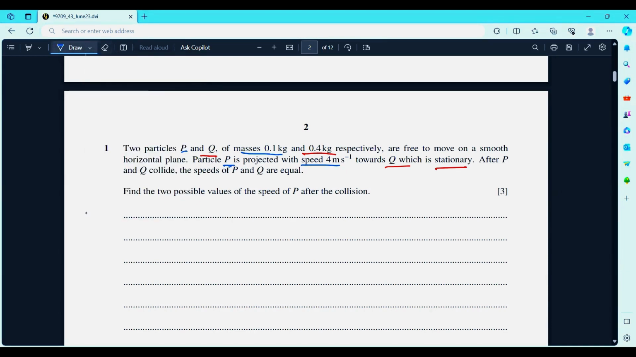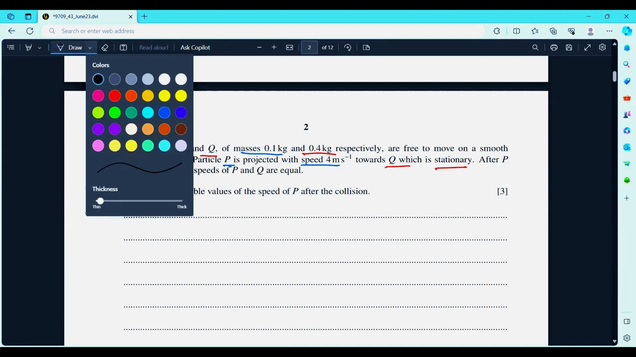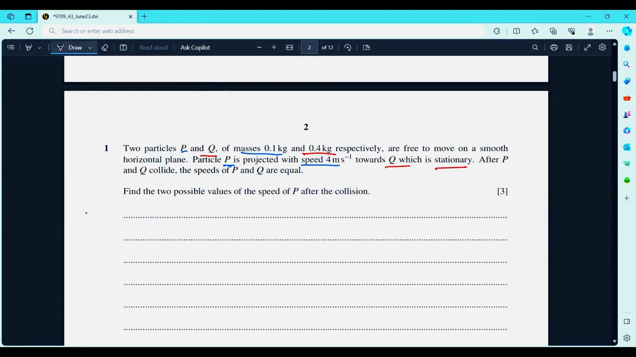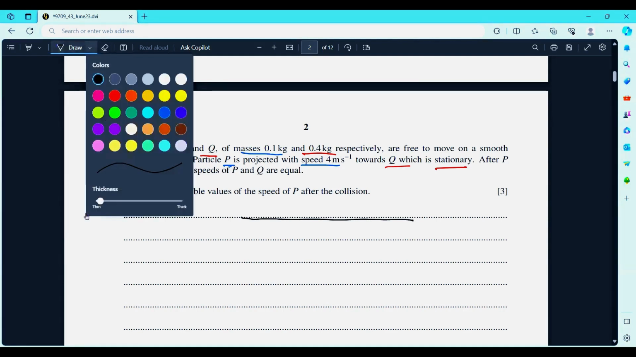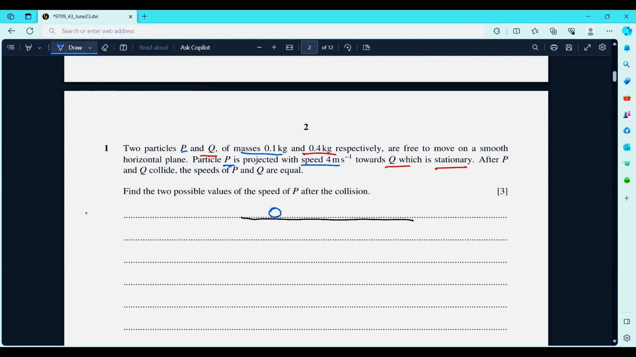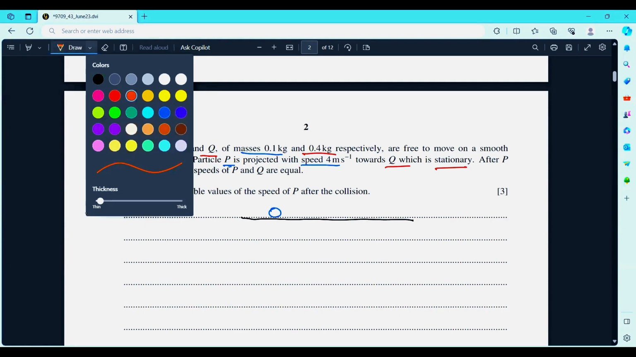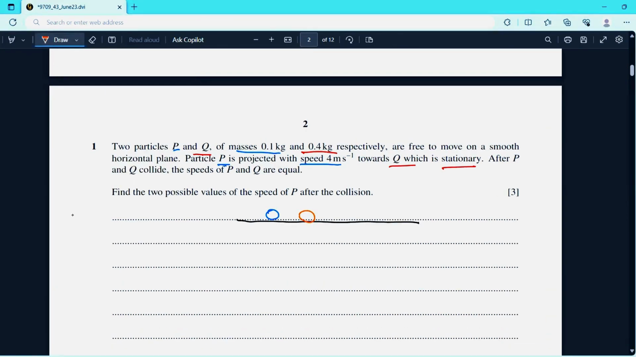Okay, so what's our first thought process here? First, we have a horizontal plane. So we have two particles, P and Q. P is here and Q is here. Q has an initial speed of 0 meters per second. P has an initial speed of 4 meters per second, and P is moving towards Q.